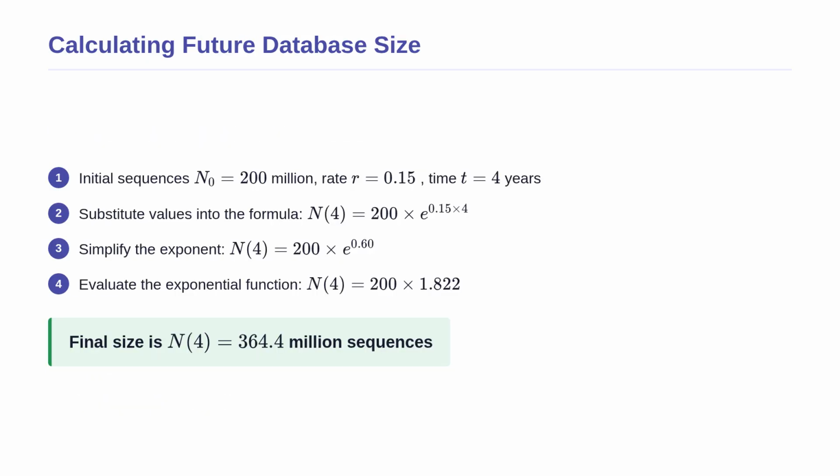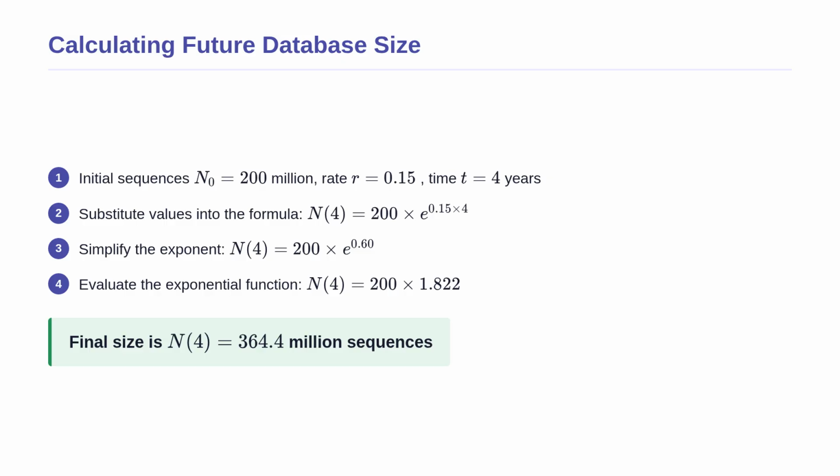Now that we have our formula, let us apply it to a practical scenario. Suppose GenBank currently holds exactly 200 million sequences, and historical trends show a continuous growth rate of 15% per year. We want to find the database size after exactly 4 years. First, we identify our variables and convert the 15% rate to the decimal 0.15. We substitute these into our equation.